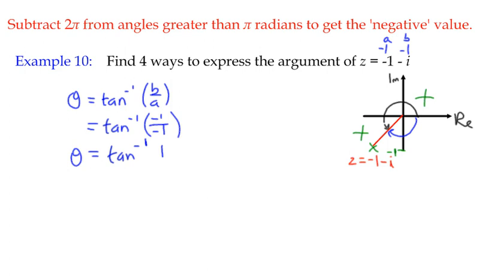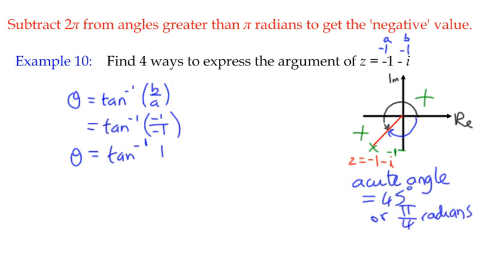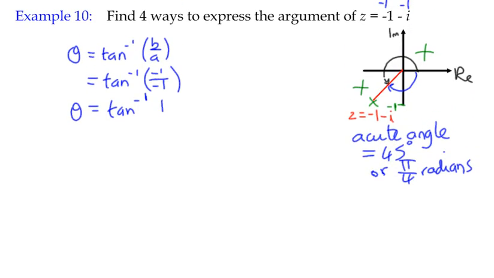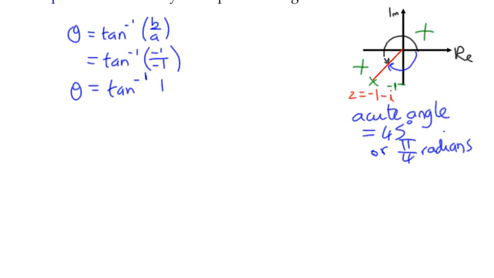Now that we're solving a trig equation, we would normally work out the acute angle associated with tan equal to 1. Inverse tan of 1 would give us 45 degrees. So our acute angle is 45 degrees, or pi over 4 radians. Again, the traditional way of solving this would be to identify that our angle is in the 3rd quadrant.